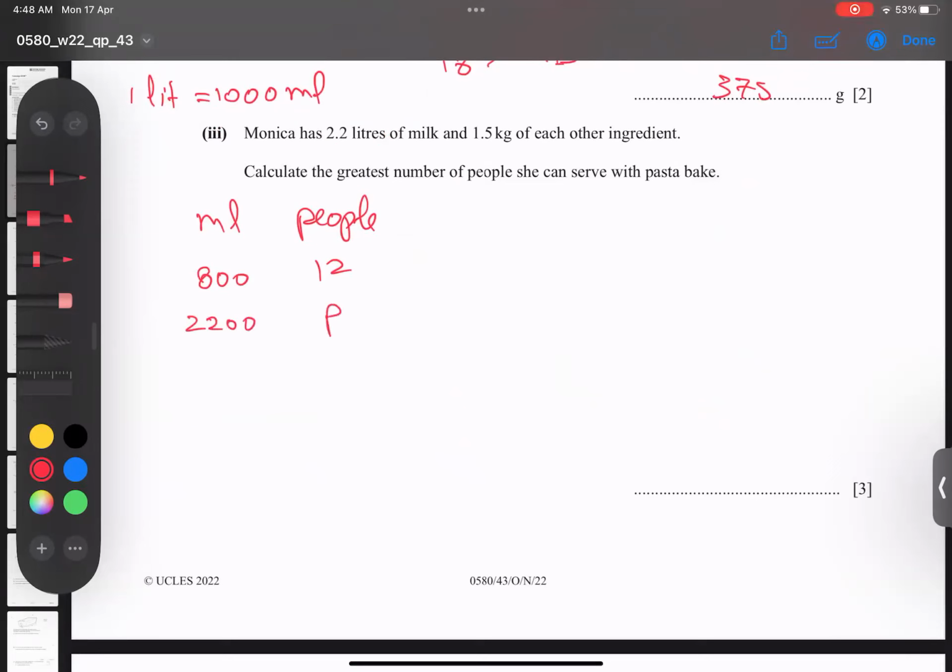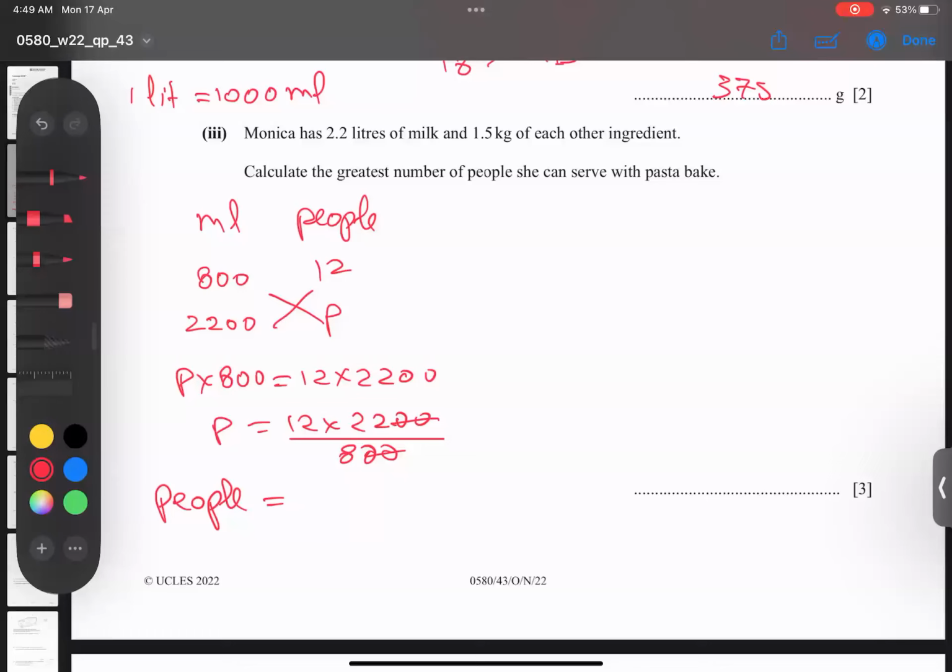How many people can we serve from here? So if we cross multiply, P times 800 equals 12 times 2200, and 800 will divide. So 12 times 2200 divided by 800. The zeros cancel out: 22 times 12 divided by 8. And I get 33 people. So we can serve 33 people with milk. This is one idea. I hope you got the idea.